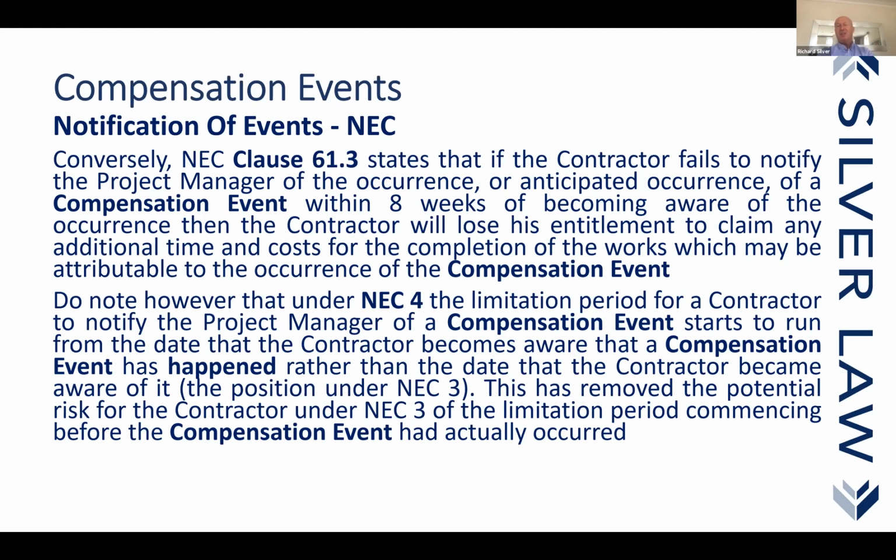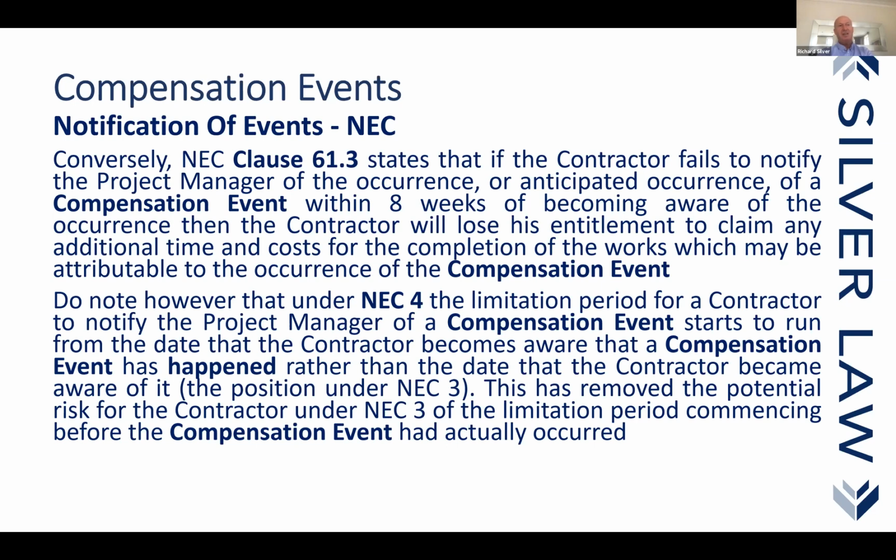The NEC provides that when assessing compensation events, if the contractor has failed to issue an early warning notice, the event should be assessed on the basis that he did issue the notice. Really strange wording. So, where a contractor has failed to issue an early warning notice, the compensation event is to be assessed as if he did issue the early warning notice. What does that mean? Well, let's give an example.